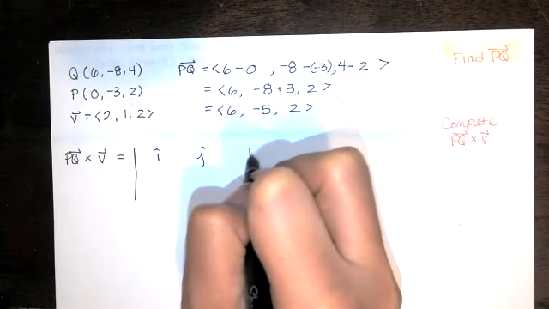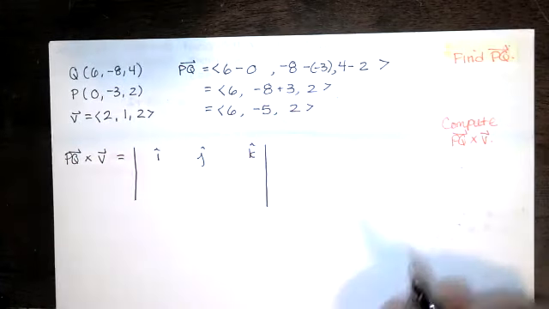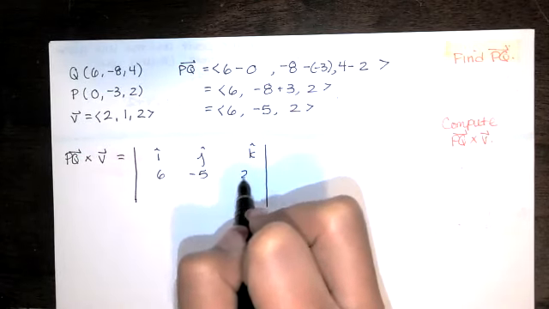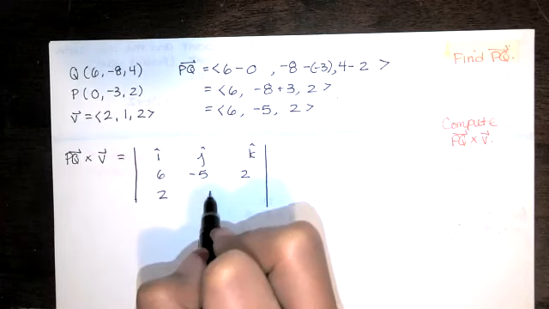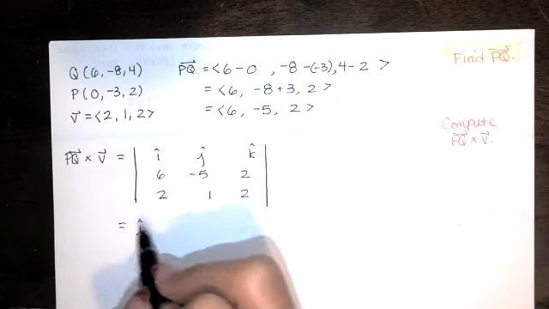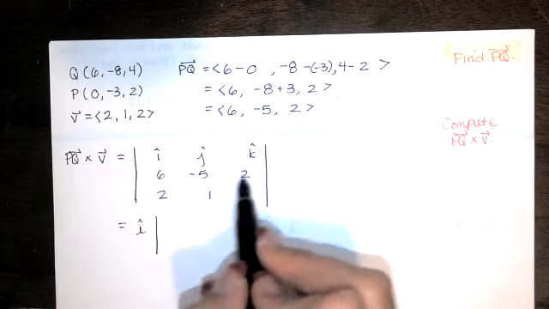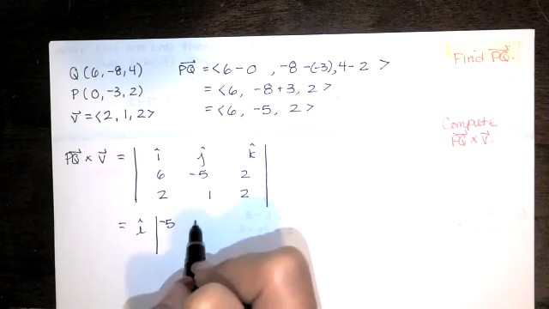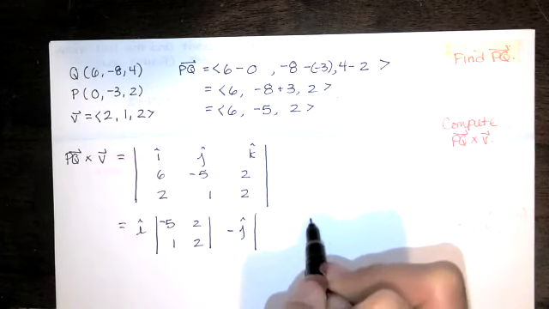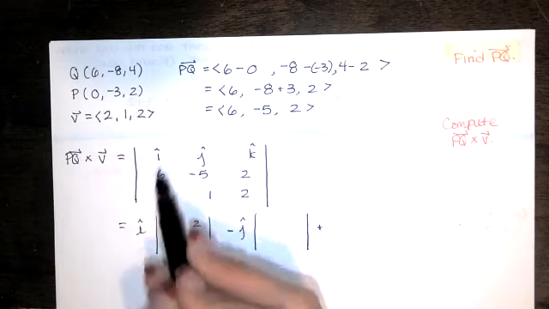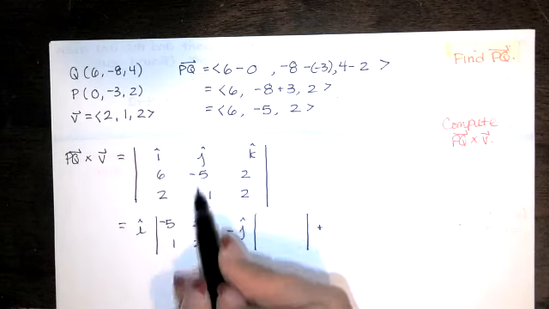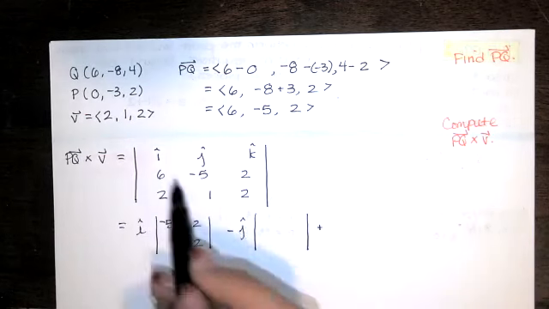So if we use this determinant form, we list i hat, j hat, and k hat in the top row. PQ's components go right there, and the vector V goes down here. Then remember, we cross out the row and column containing i hat, and then we evaluate this 2 by 2 determinant. You don't have to write down this step. If you want, you can do that in your head, and that'd be fine. And then we cross out the row and column containing j hat. We have a minus j hat times the value of this 2 by 2 determinant.